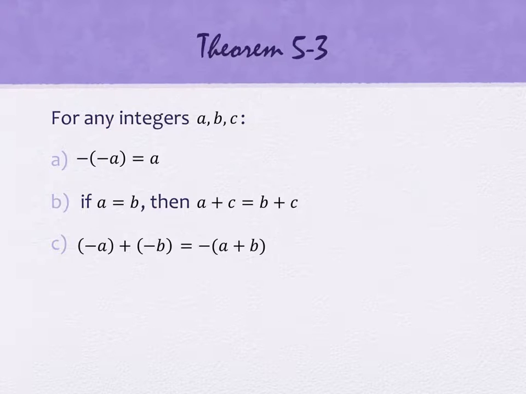If a and b are equal, then a plus c is equal to b plus c. We've seen that happen with whole numbers as well. That's not new. But it's true for integers too. And then on C, when we have the opposite of a plus the opposite of b, that is the opposite of a plus b. The sign stays the same, and we can add the whole number part of those integers together.